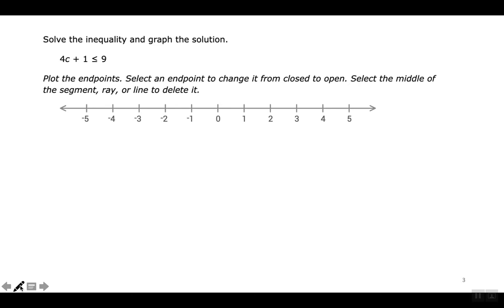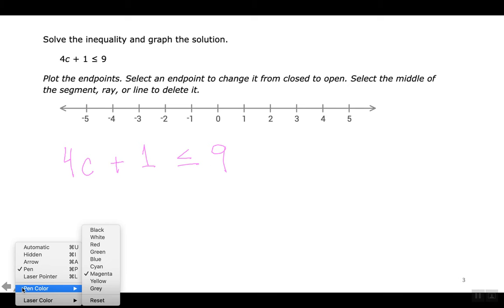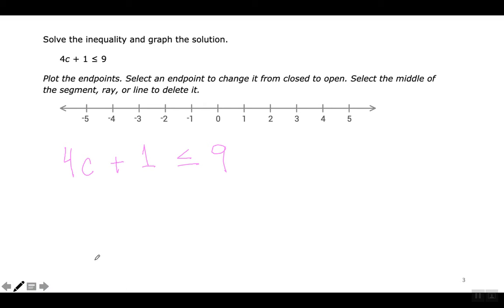Here's another easy example where I have to get c by itself. So again, the number that's with the variable, I'm going to move last. The first thing I'm going to do is move the number 1 to the right. And the way I'm going to do it is by doing the opposite of adding 1, which will be subtracting 1 from both sides. So when I do that, I'm going to have 4c is less than or equal to 8.